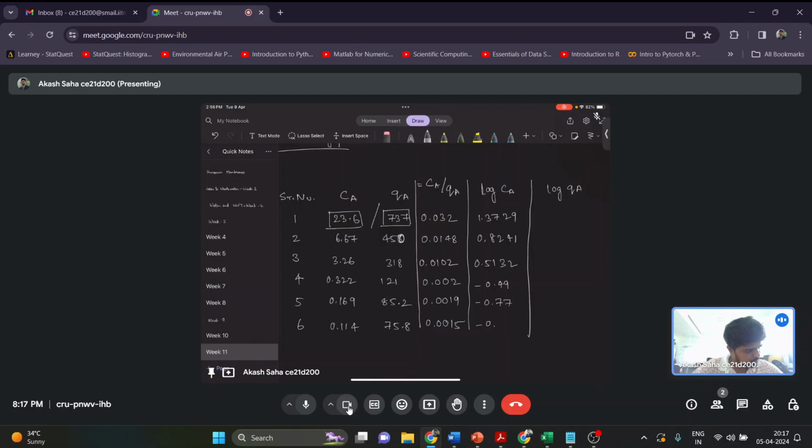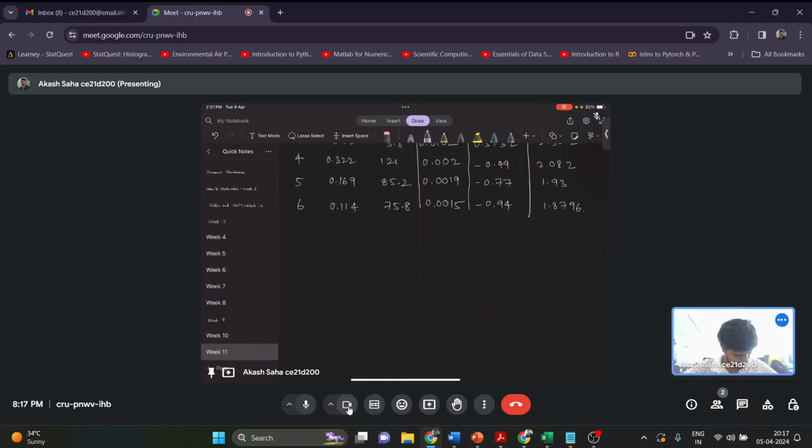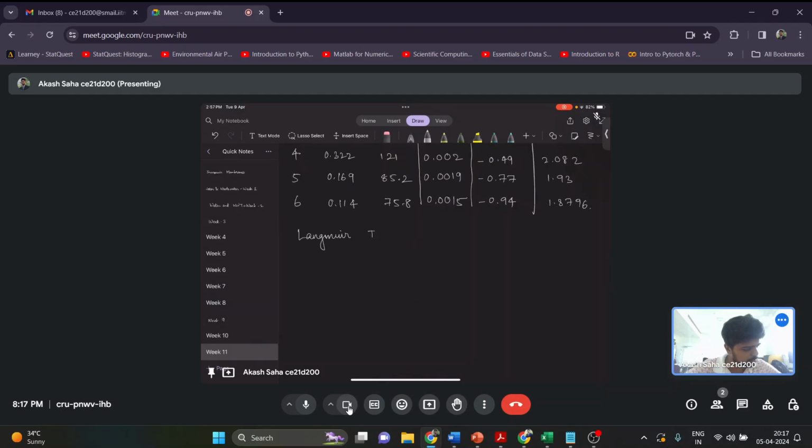0.77, 0.94, and if we see the Qa log values, it will be 2.8674, 2.6532, 2.502, 2.082, 1.93, 1.8796. Okay, so these are all the log values. By using these values, we will plot the graph. First we will do it for the Freundlich isotherm, or rather, okay, we can start with the Langmuir isotherm. Ca by Qa is actually required for the Langmuir isotherm.